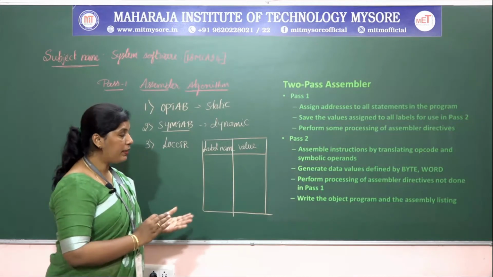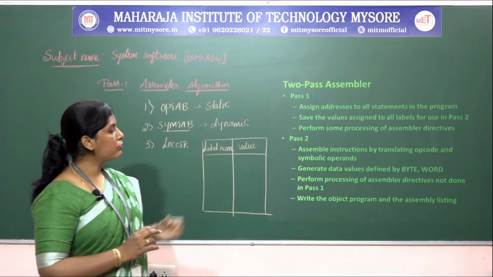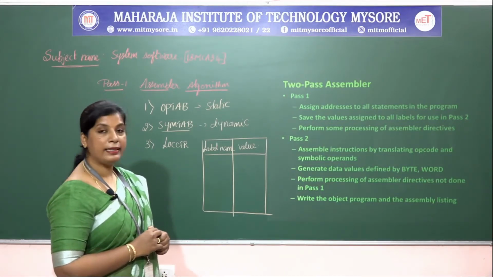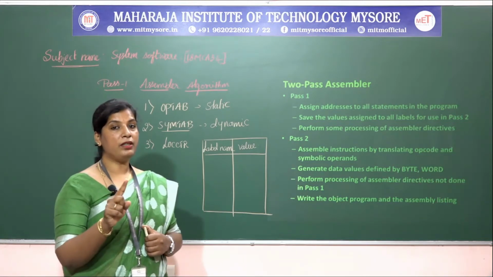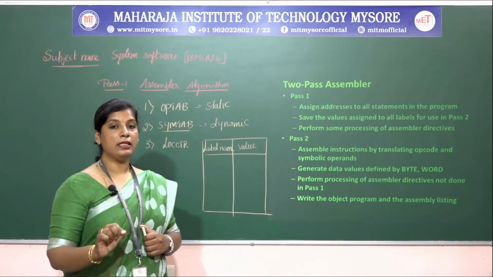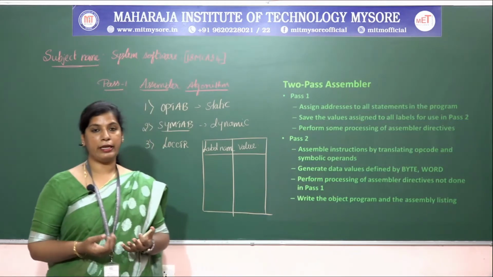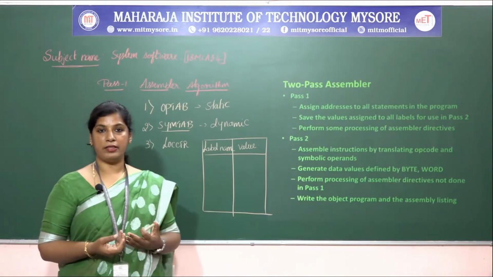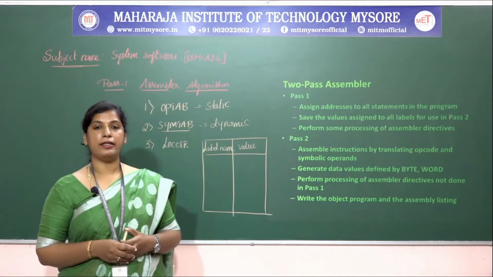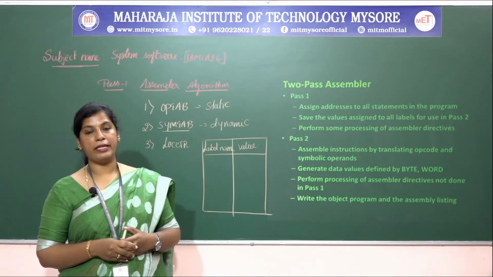Next, the actual translation is done during pass 2. In pass 2, it assembles the instructions by translating the opcode and the symbolic operands. During pass 1, it uses the opcode table for verifying whether the instruction is right or not. Sometimes the user types instructions with something missing, or writes wrong instructions. So to verify whether it is a valid instruction or not, pass 1 uses the opcode table.